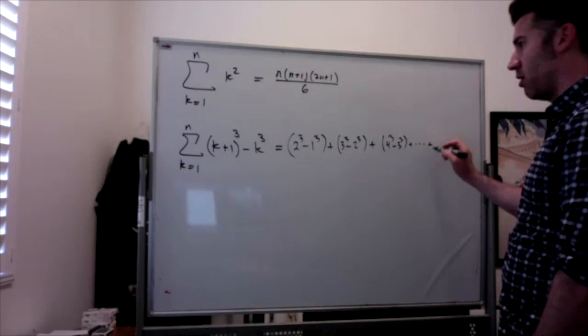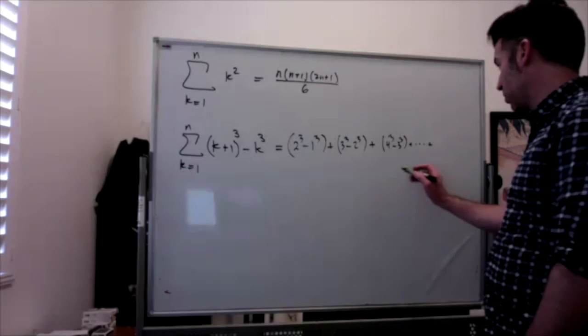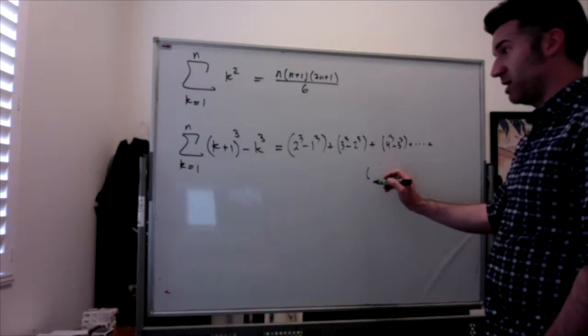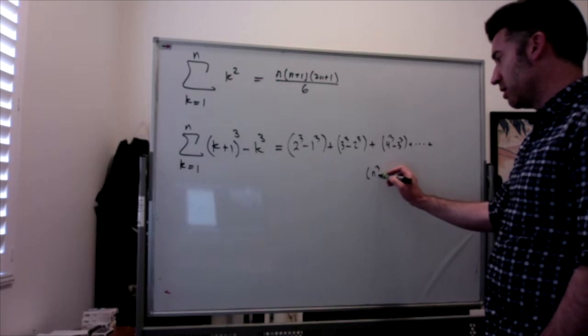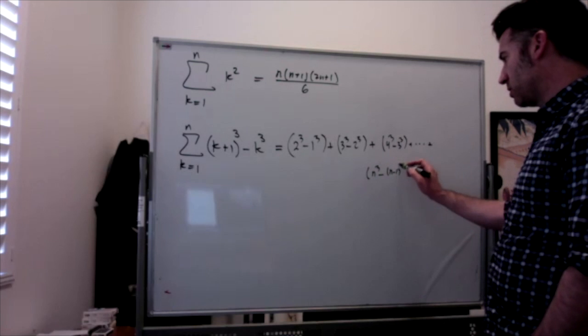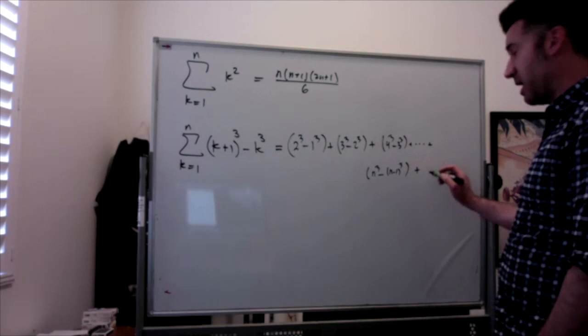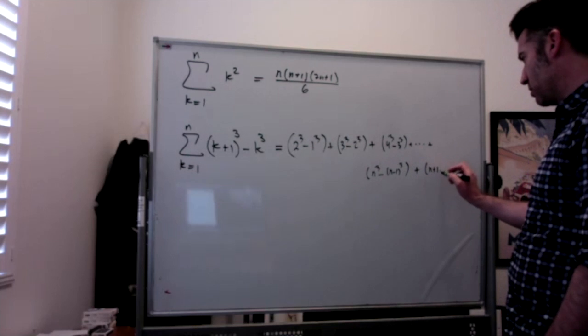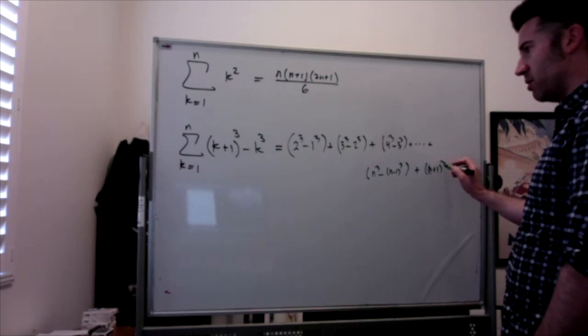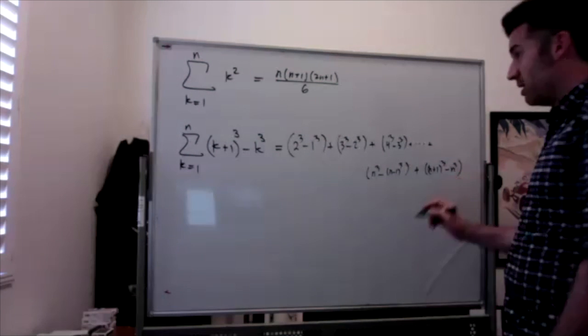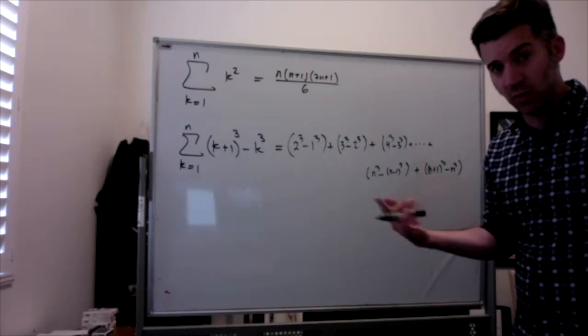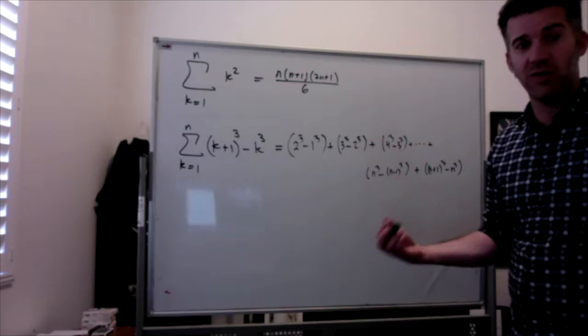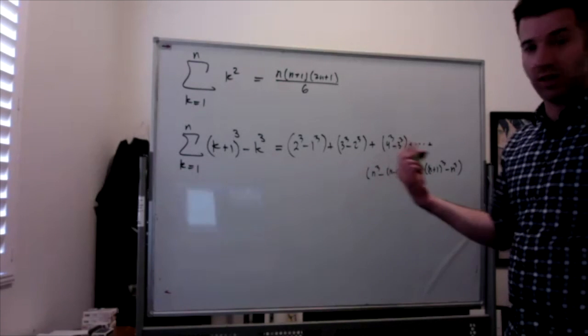And then the last couple terms are when k equals n minus 1, I get n minus 1 plus 1, so n cubed minus n minus 1 cubed. And when k equals n, I get n plus 1 cubed minus n cubed. Now, the reason it's called a telescoping sum is because essentially all the terms cancel except for the first and the last term.